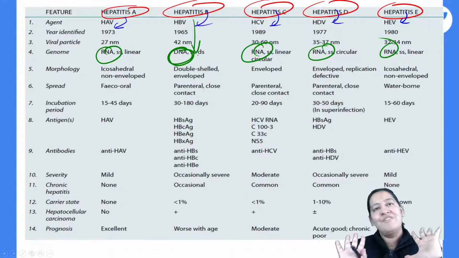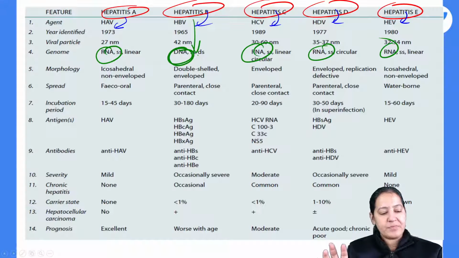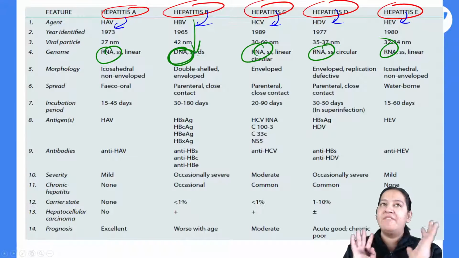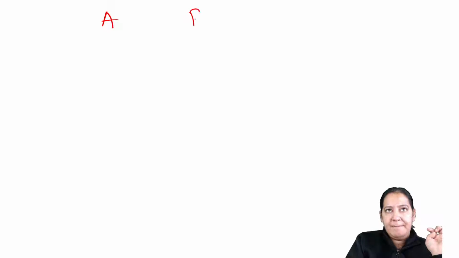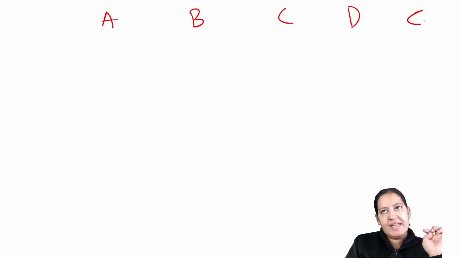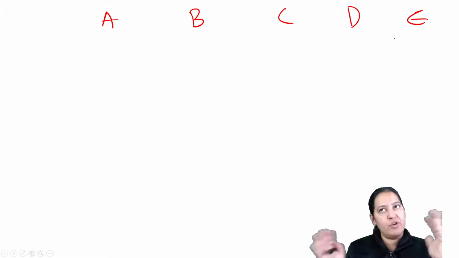We have seen this yesterday also. Everyone give me a thumbs up. So this was the revision of yesterday's lecture. Those who were not available yesterday, for them this is the revision. So I taught you that there are 5 hepatitis: A, B, C, D and E. Today I will give you detail of all 5 along with acute, chronic and fulminant.